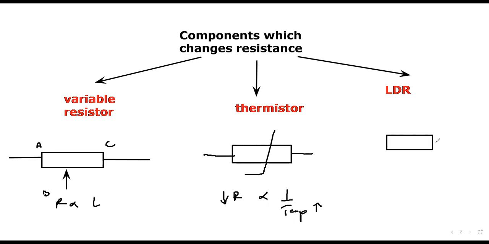Its resistance changes with light. The arrows are pointing in, and its resistance and light intensity are inversely proportional. If we have more light energy, the resistance of the LDR will be low. Like in the daytime resistance is low, at night the resistance will be high. So these are the components whose resistance changes. For a variable resistor, if we change length, resistance changes. For a thermistor, if we change temperature, resistance changes. For a light dependent resistor, if we change the light intensity, the resistance changes as well.